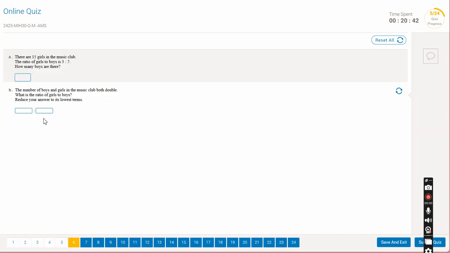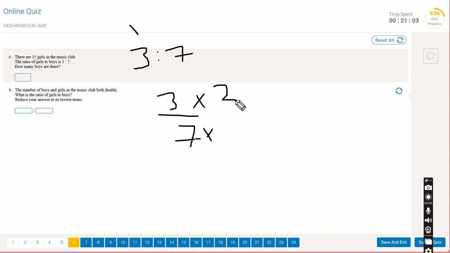Now there are 15 girls in the music club. The ratio of girls to boys is 3 to 7. Now remember, whenever I talk to my students about ratios, I always tell the students I tutor that 3 to 7 is the most simplified form. It's like a numerator and a denominator. Whatever you multiply above, you also multiply the same number at the bottom. So if you multiply by 2 above, you also multiply by 2 at the bottom.